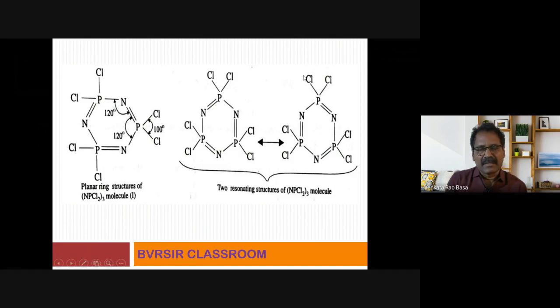A detailed explanation, this one, both are one and the same. Alternating nitrogen and phosphorus atoms. Phosphorus is linked to two Cl atoms. It is sp3 hybridized. Nitrogen is involved in sp2. Okay, these are the two resonating structures of the trimer molecule of phosphonitrile halide.